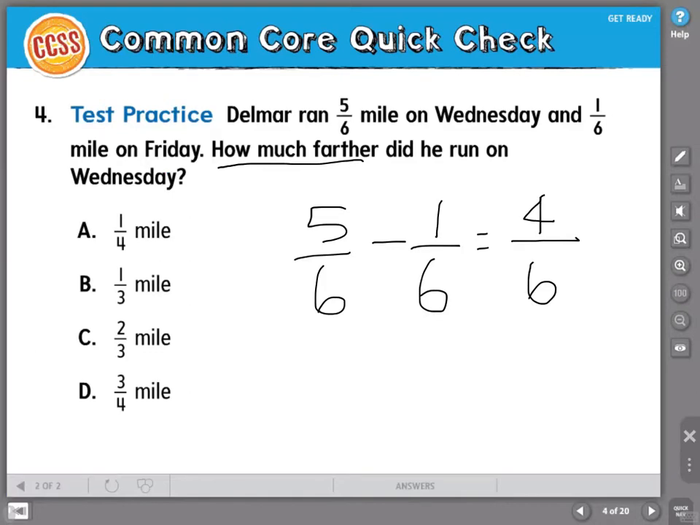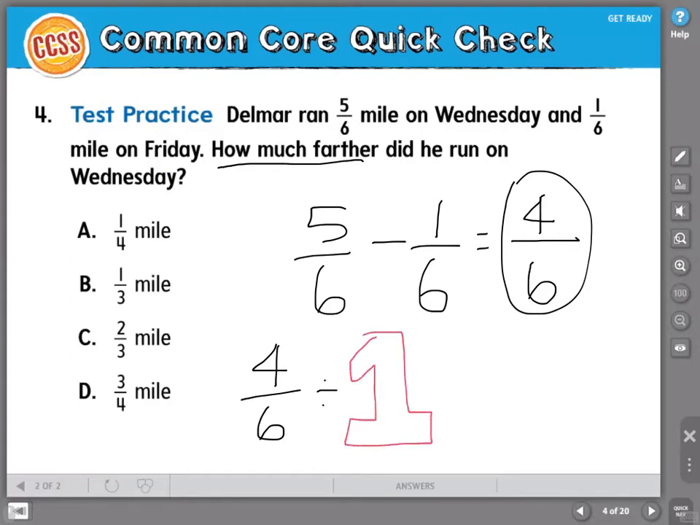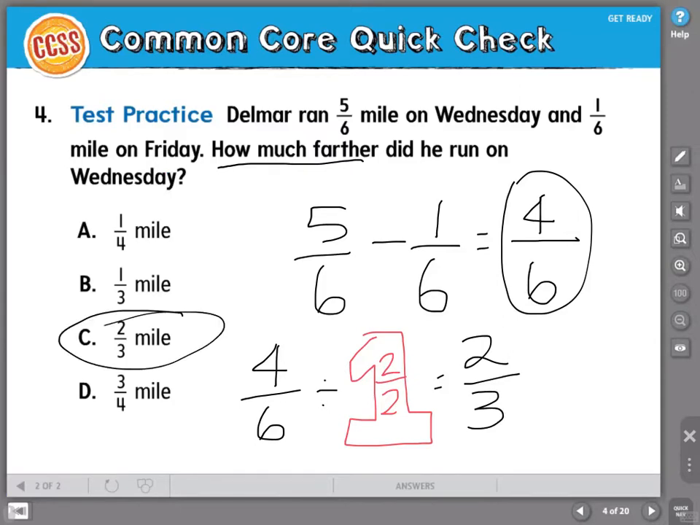That's a clue to me that the answer that I found, while it's correct, might not be in its simplest form. Let's simplify it. I know that both 4 and 6 are even numbers. All even numbers have 2 as a factor. So just real quick, I'm going to divide by my big 1, and I'm going to put 2 over 2 inside my big 1. 4 divided by 2 is 2. 6 divided by 2 is 3. There it is. 2/3 is the simplest form of 4/6. Delmar ran 2/3 more on Wednesday.